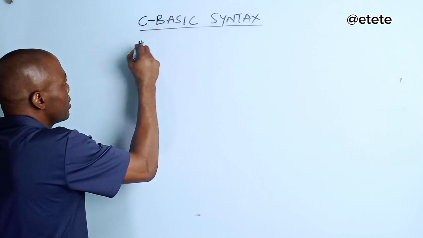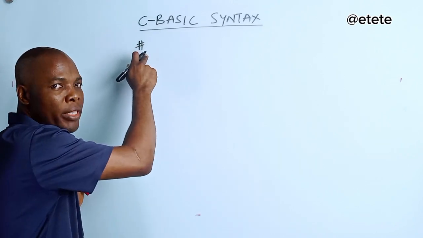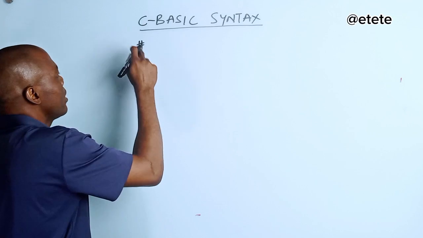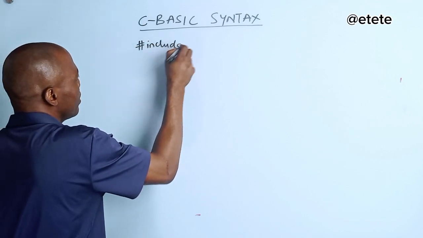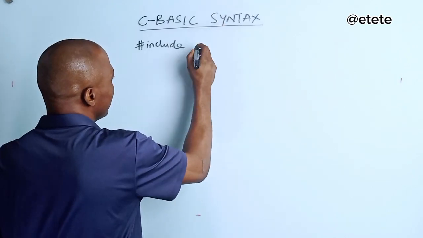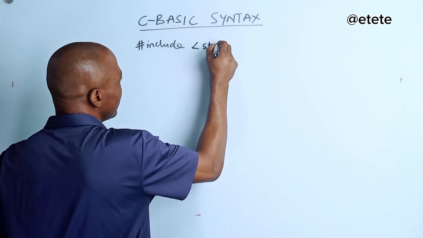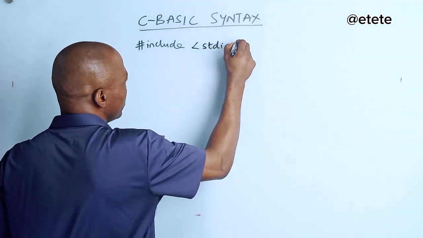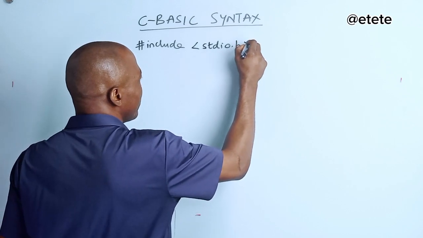Then I will do this. This is the preprocessor directive. This is a process that will have to take place before the compiler will start. Now in this one, I will say include, then I will do my angle bracket, stdio.h. This is the standard input/output header file.